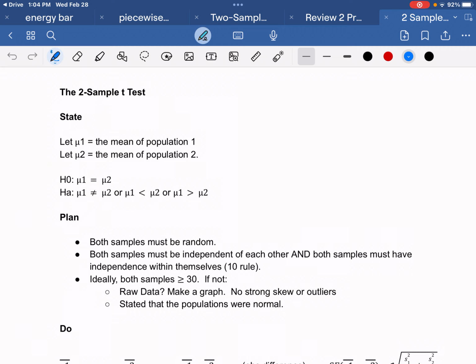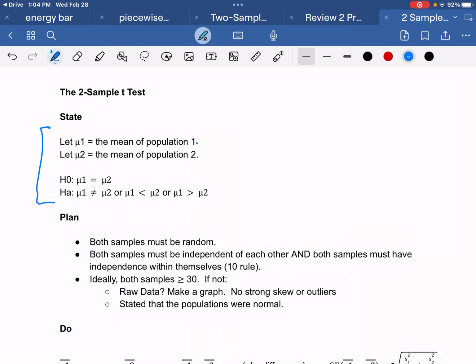Okay, so the state phase: let mu1 equal the mean of this population and let mu2 equal the mean of this population. Completely similar. The null hypothesis, mu1 equals mu2. The alternative, mu1 does not equal mu2, or is less than, or is greater than. That state phase should just be very familiar to you.